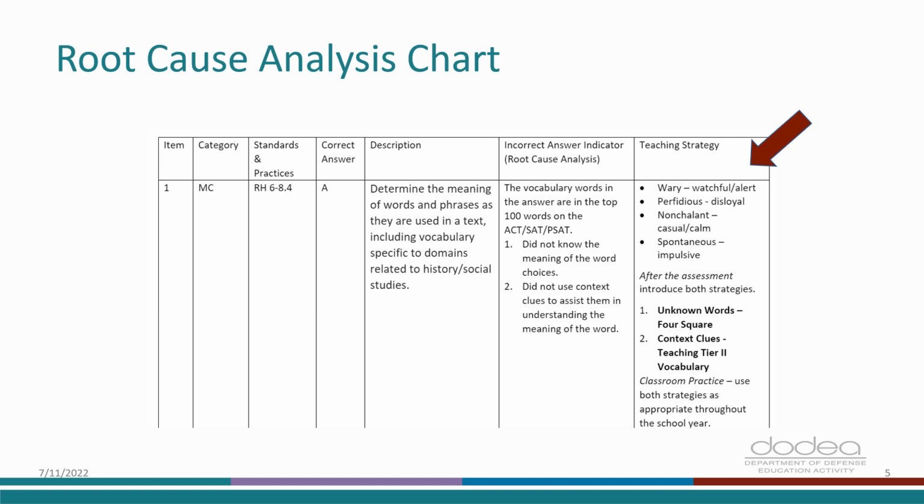Definition of each word as stated on the top 100 is included. Just for your information, school districts across the U.S. intentionally teach the academic vocabulary of the ACT, SAT, and PSAT. In the 2017 Back to School PL for Social Studies, we discussed this. Teaching our students the academic vocabulary of these high-stakes tests gives them an academic advantage. There are 2 strategies provided to support you in teaching in the root cause. Each of these strategies are included in your teacher resource guide.